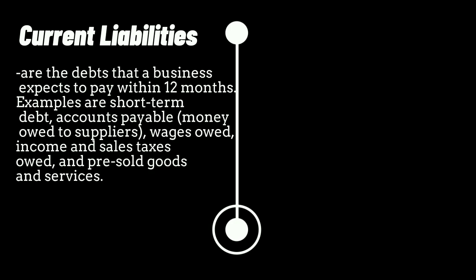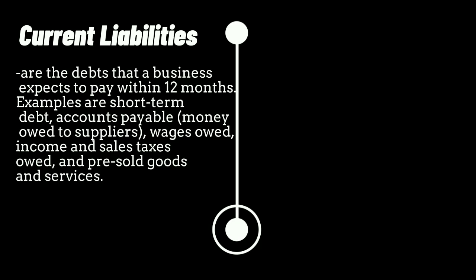What are current and non-current liabilities? Current liabilities are the debts that a business expects to pay within 12 months. Examples are short-term debt, accounts payable or money owed to suppliers, wages owed, income and sales taxes owed, and pre-sold goods and services.